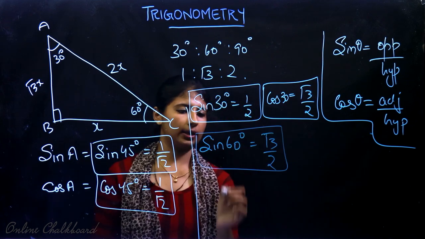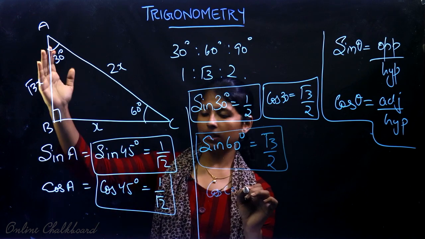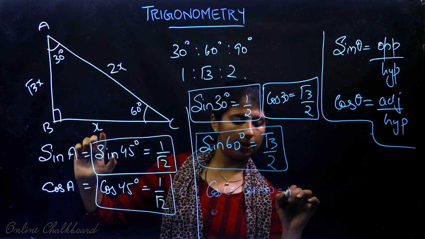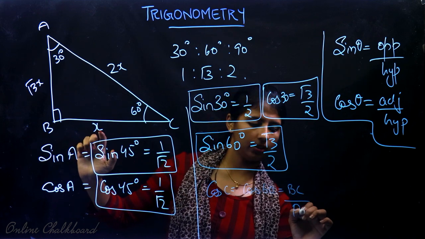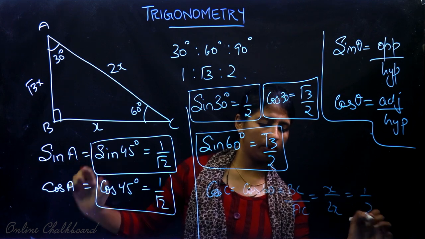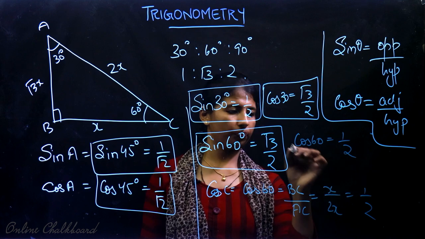Okay. Last, cos 60 is equal to cos C. Cos 60 is adjacent BC by AC. That is equal to x by 2x, that is equal to 1 by 2. So we got cos 60 is equal to 1 by 2.